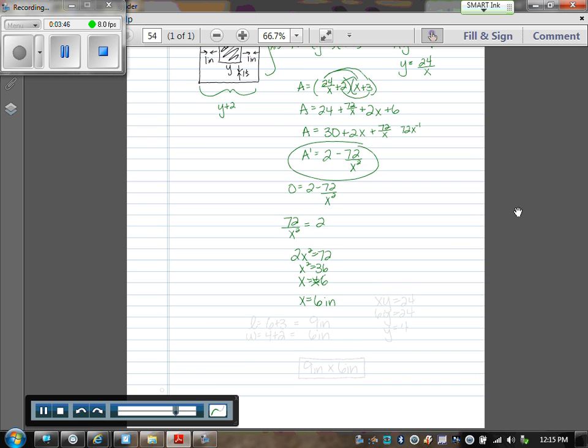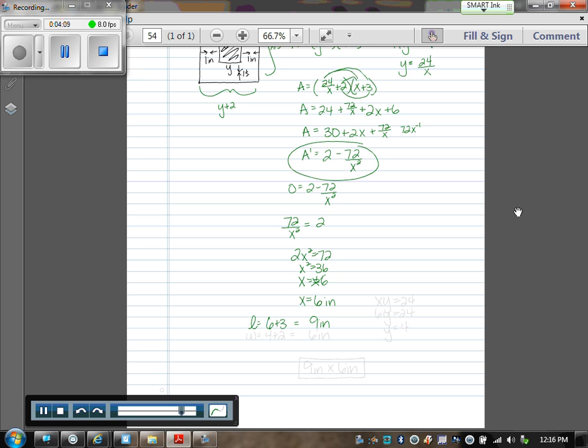But now x, when we label it on our picture, didn't represent the length of the page. It only represented the length of the print. And so if I want to find the dimensions of the page, I need to do 6 plus 3 for the length of my page. And so the length of my page would end up actually being 9 inches.